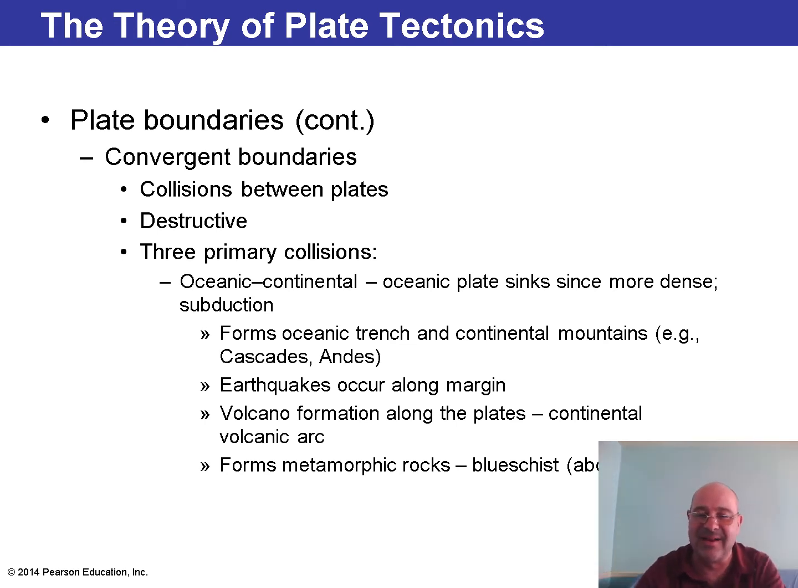So, play on words. Again, there are three primary collisions. Oceanic to continental: the oceanic plate sinks, more dense, subduction. Forms an oceanic trench or continental mountains, e.g. the Cascades and the Andes. Oh, wait a minute. You mean to tell me my hypothesis might have a little bit of credibility here?